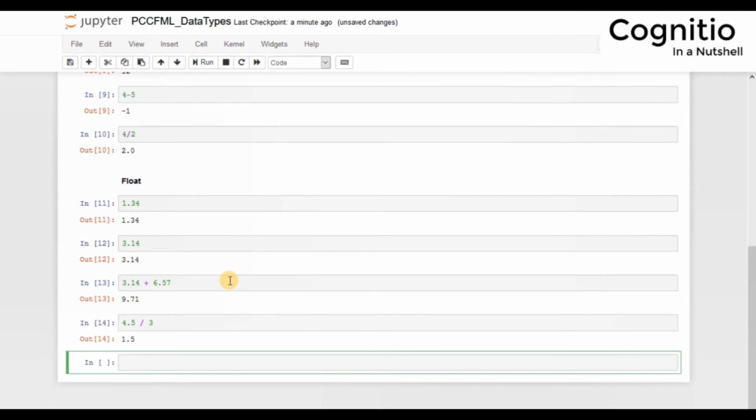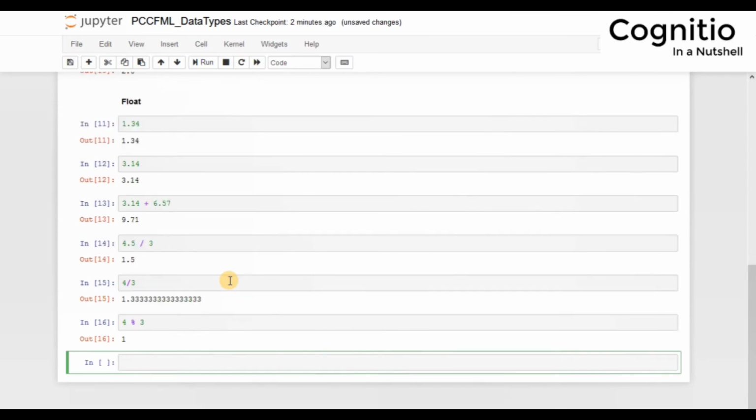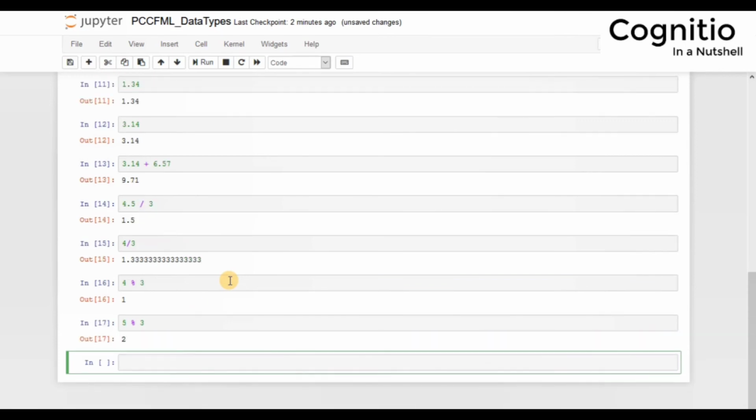If you want to know the remainder for integers, like 4 divided by 3 gives you a result of 1.333. If you want only the remainder, in that case we use the percent sign, and it's 1. 1 is the remainder. 5 percent 3 will give you a result of 2, like that. Okay, so this is number and float.